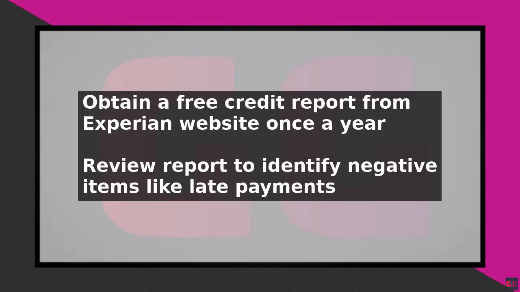To remove negative items from Experian, start by obtaining a copy of your credit report from Experian, which can be done for free once a year from their website. Review your report carefully to identify the negative items you want to dispute, such as late payments, collections, or bankruptcies.